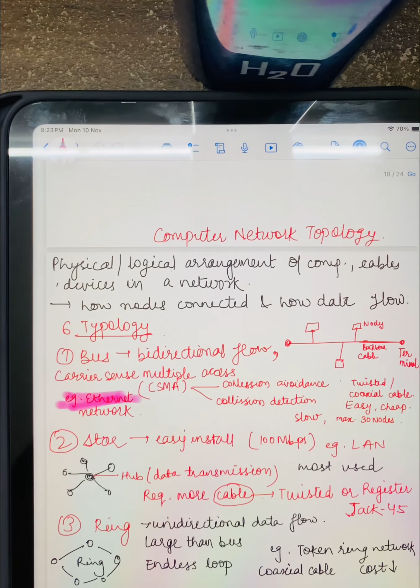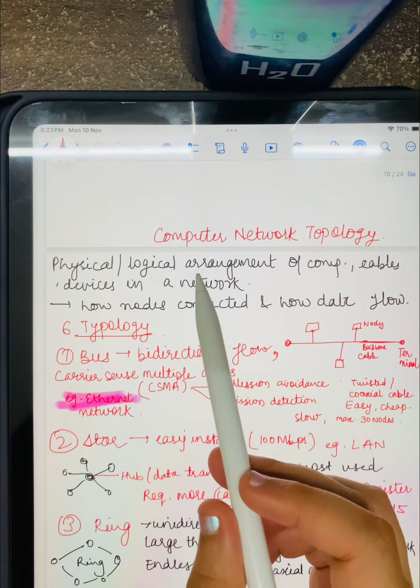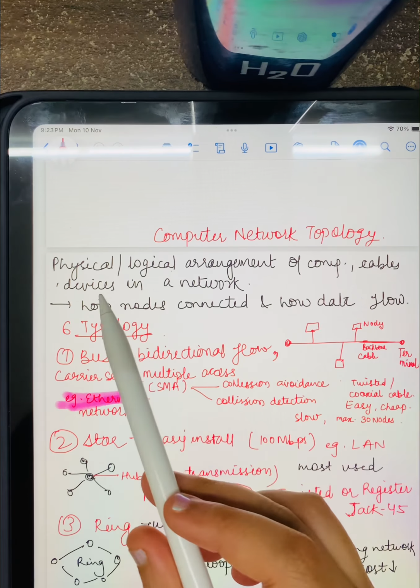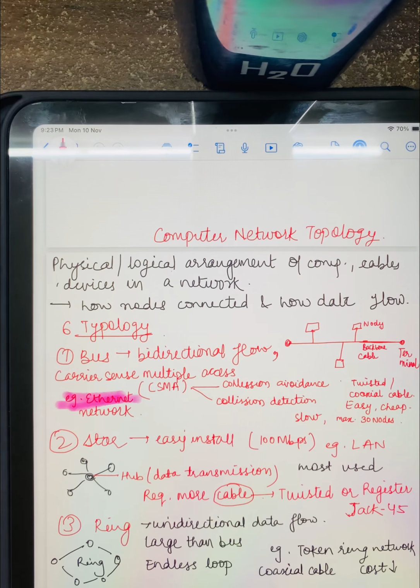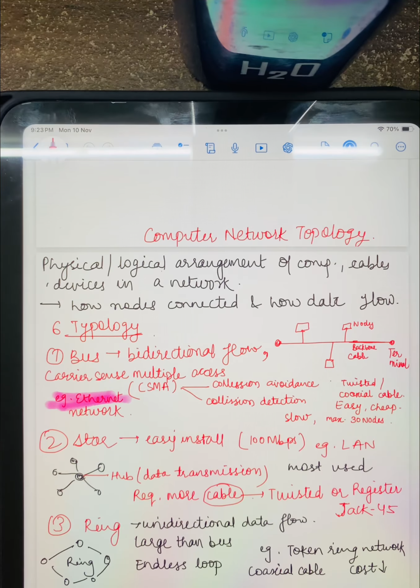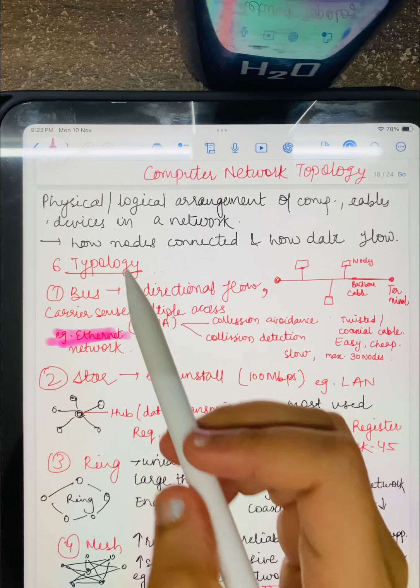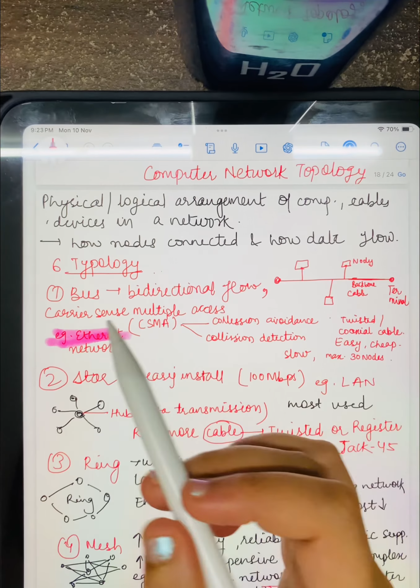So now we'll come to computer network topology. It is the physical or logical arrangement of computers, cables, and devices in a network. It is just about the arrangement, and it is named on that. We'll do it quickly. There are 6 topologies.